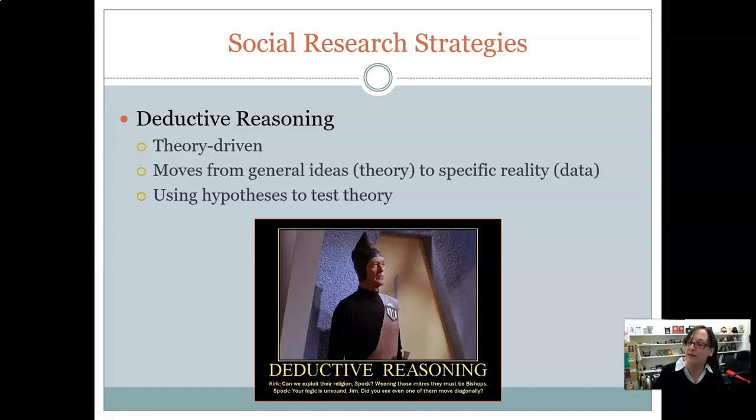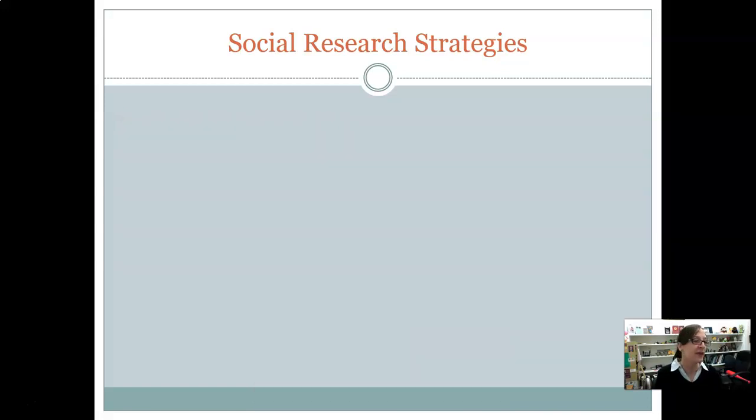Did you see even one of them move diagonally? So he's using reasoning, deductive reasoning, but obviously he's a little bit flawed because Spock doesn't always understand the social world. So the other type is inductive reasoning.